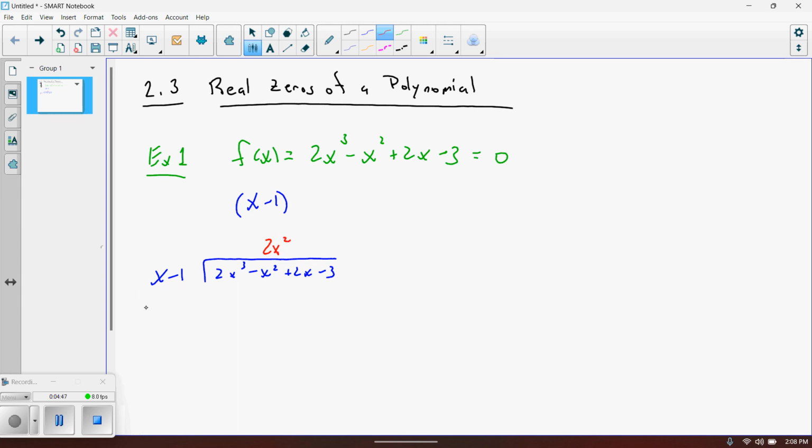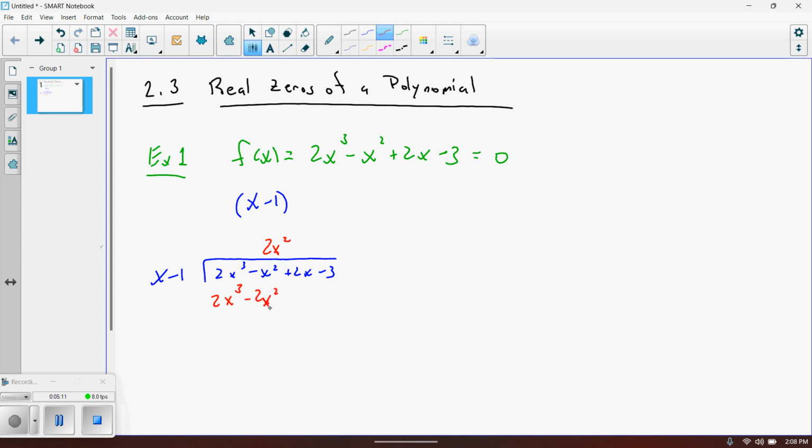And now what you're going to do is distribute the 2x squared to both x and the minus 1, and then write them under the appropriate degrees underneath. So 2x squared times x gives me 2x cubed. Okay, that kind of has to happen every single time. That has to match that first term. And then 2x squared times minus 1 is going to give you minus 2x squared.